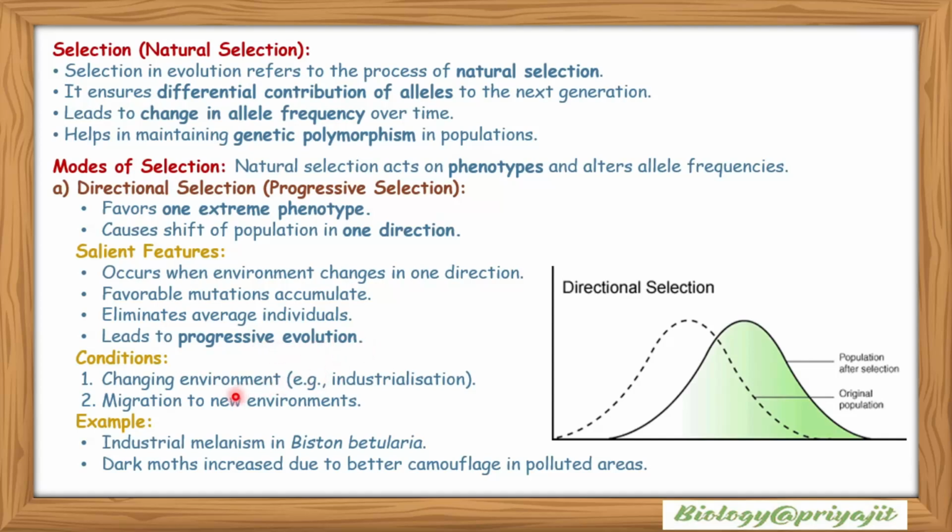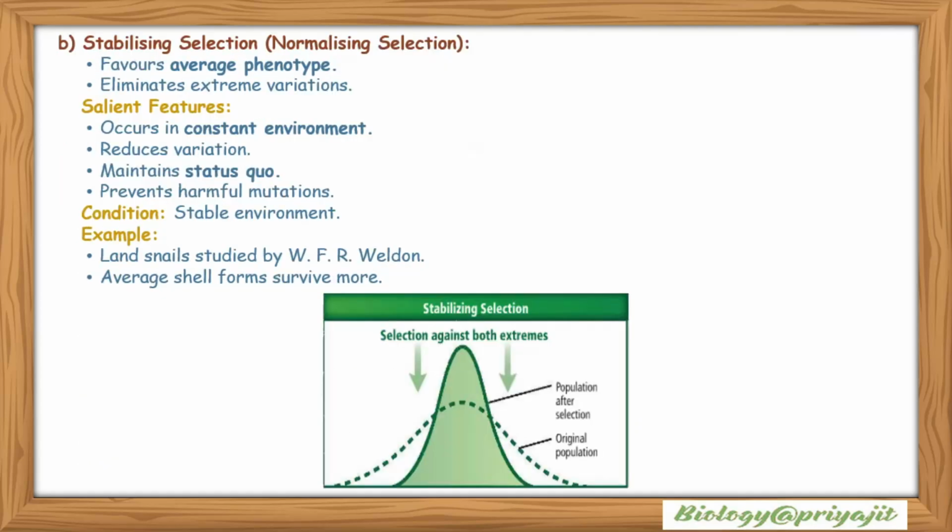Conditions: it operates in changing environments such as during industrialization and migration to new environments. Examples include industrial melanism in Biston betularia, where dark moths increased due to better camouflage in polluted areas. Stabilizing selection, which is also known as normalizing selection, favors the average phenotype. It also eliminates the extreme variations.